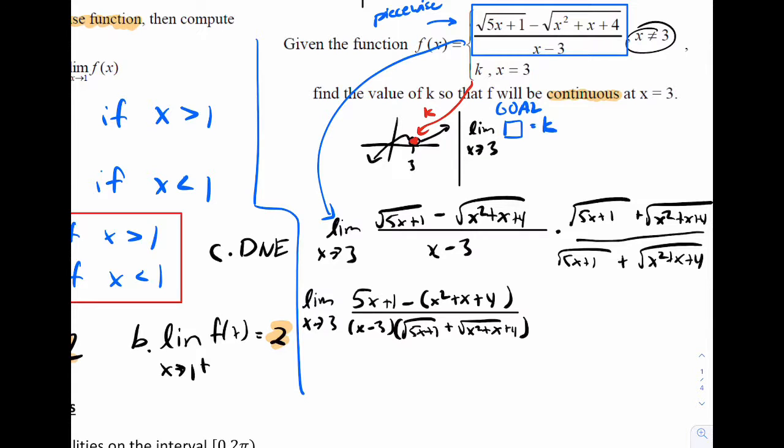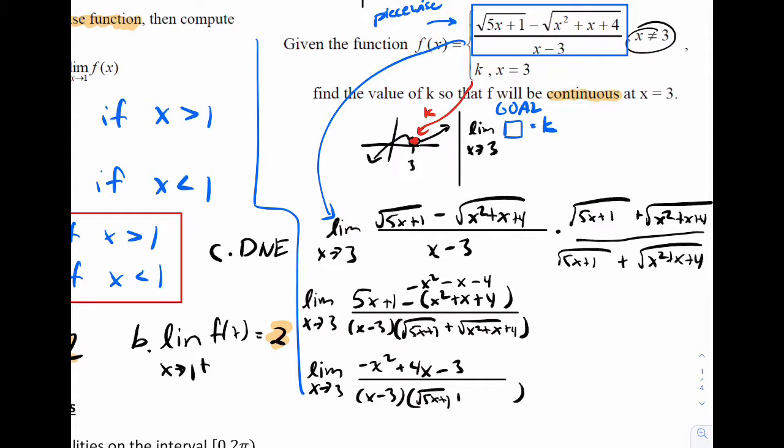But now notice that top we can simplify, so that's going to be negative x squared minus x minus 4. And then that's going to simplify even further. That would be negative x squared plus 4x minus 3. And now the bottom, that's x minus 3, root of 5x plus 1 plus root x squared plus x plus 4.